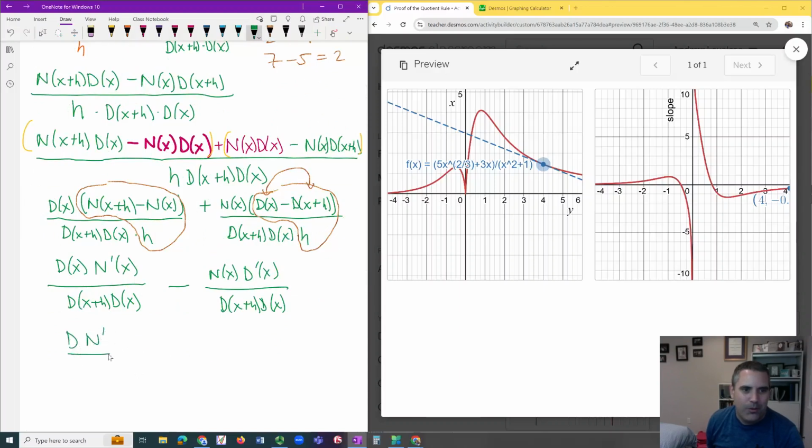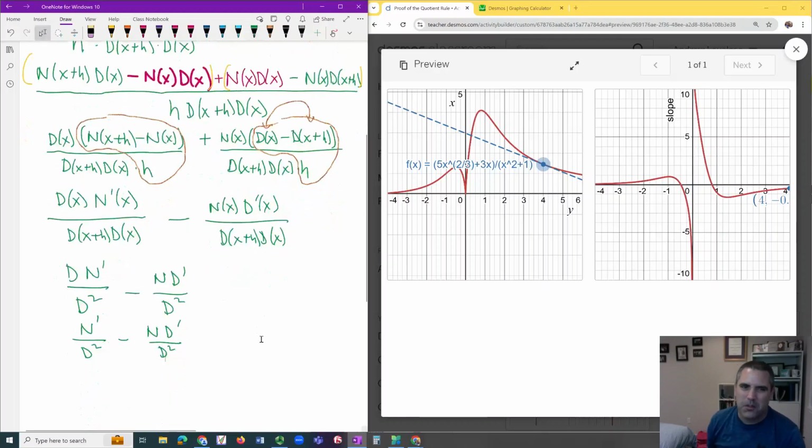dn prime over d squared minus nd prime over d squared. That's also correct. In fact, you could even cancel those d's and write it as n prime over d squared minus nd prime over d squared. But at some point, somebody's like, none of those look that pretty. And so some textbook decided to write it this way, and then we continued to do it. d squared. So there we go. There's our quotient rule.